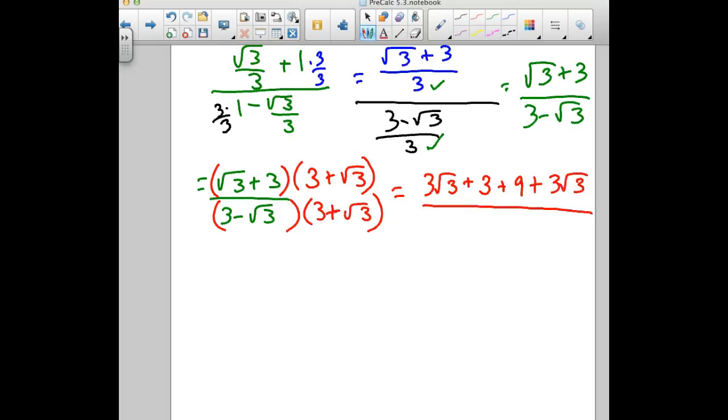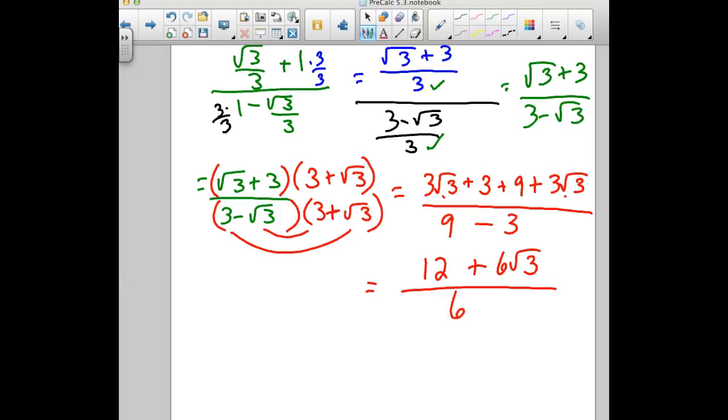On the bottom half, first terms give us a 9. Insides and outsides are going to cancel out again. And then our last term is just a minus 3. All right, so simplifying, the denominator is a 6. On the top, we have 12 plus 3 root 3 plus 3 root 3, which would be 6 root 3. And again, we can simplify, divide everything by 6, and we get 2 plus root 3, which is the same answer we had on the other one.